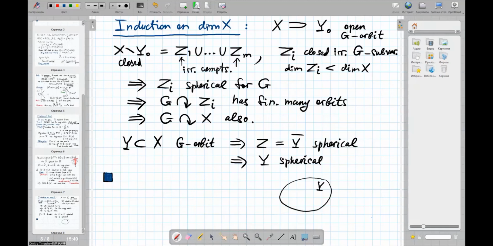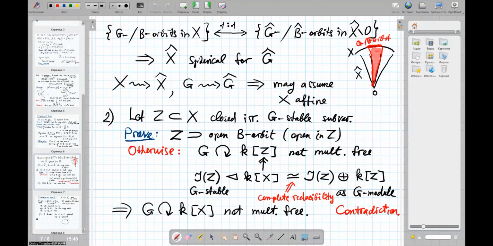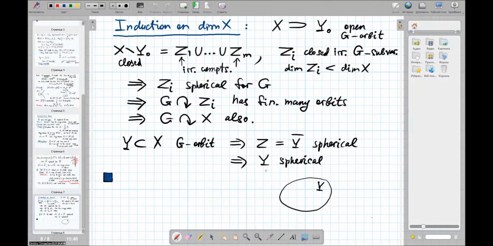So we have proved on the previous page that Z contains an open B orbit, which means that Z is spherical. And in particular, it contains an open G orbit, which is a spherical homogeneous space. So let me draw a picture. You have this Y, and you have this Z, which is bigger than Y. You close Y up, you add something on the boundary. This is Z. And also, since Z is spherical, it contains an open B orbit.